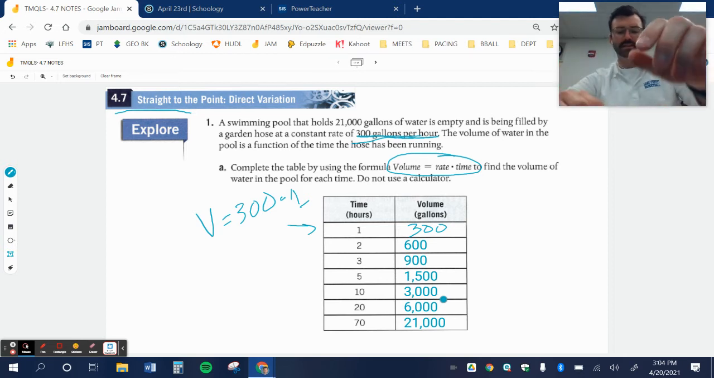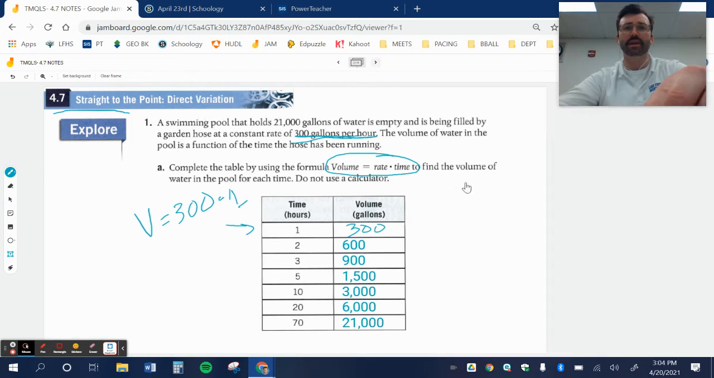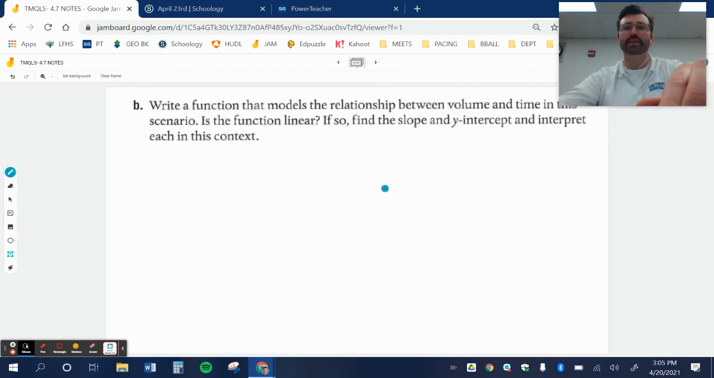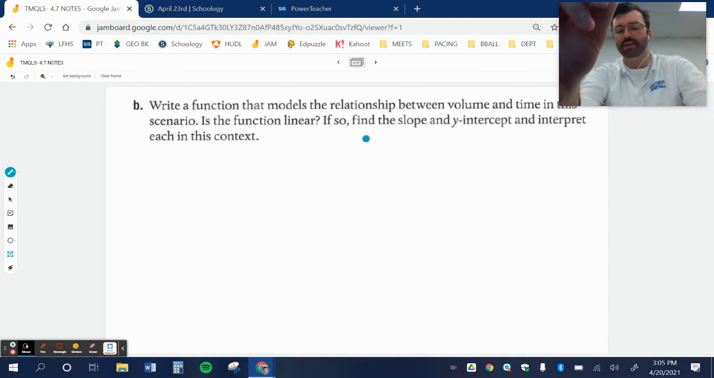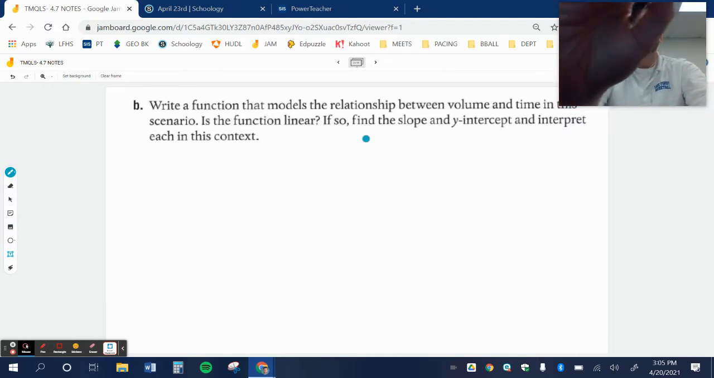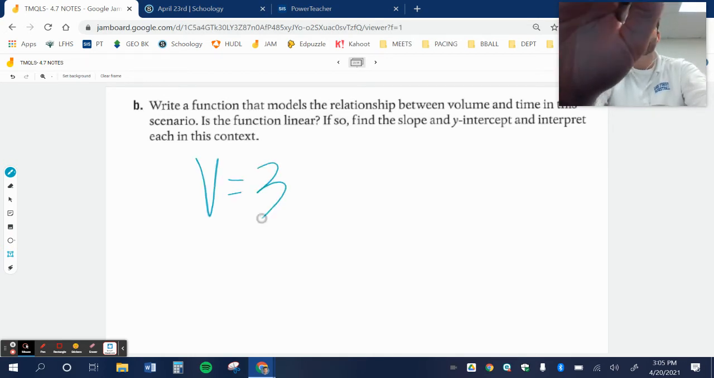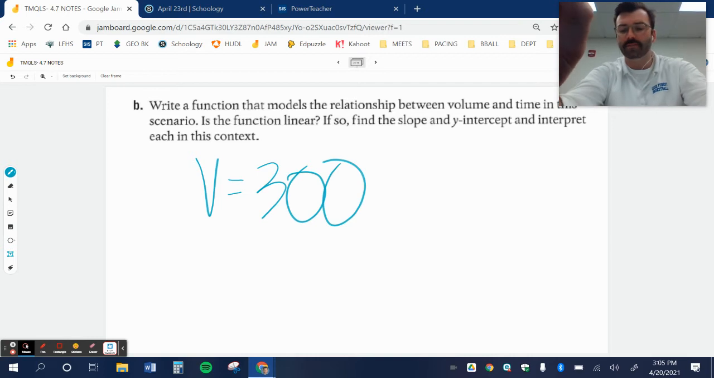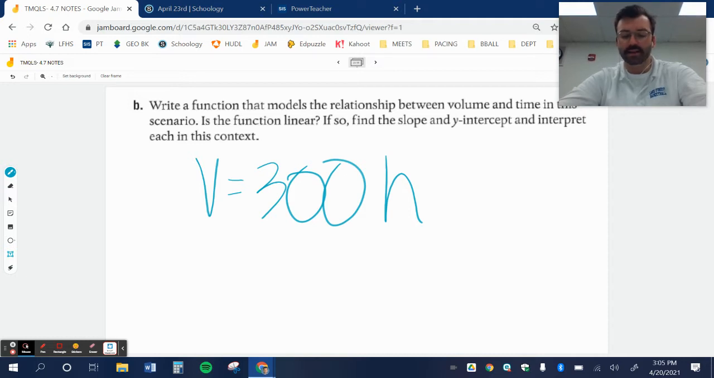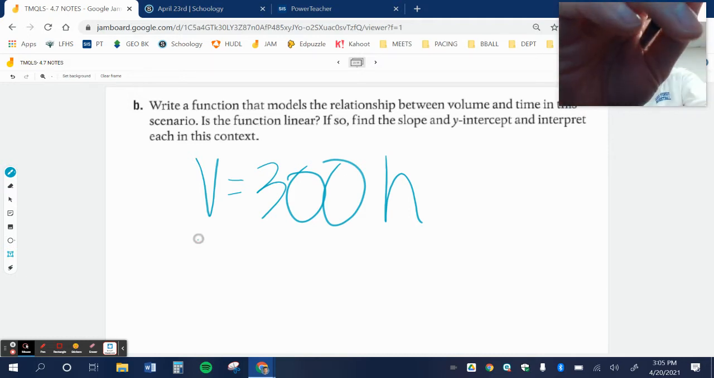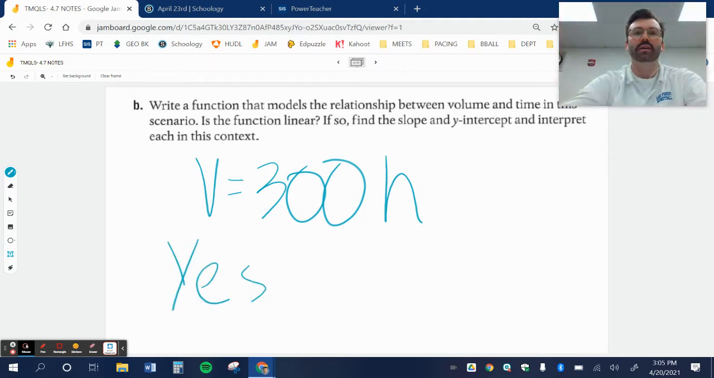Part B says write a function that models the relationship between the volume and time. In this scenario, is the function linear? It gave us the function already: volume equals rate times time. So in this case, volume equals 300, our rate, times h, for hours. Is it linear? Yes, this is linear. Yes, it is. You can tell.